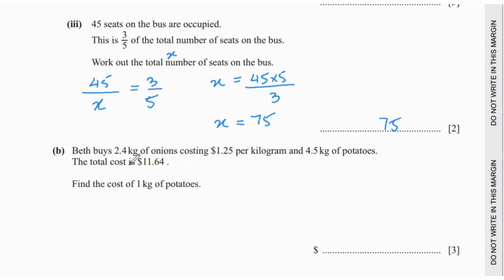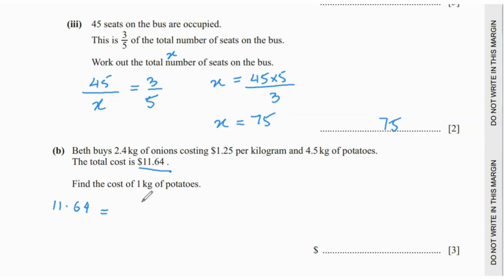Then it says Beth buys 2.4 kgs of onions costing $1.25 per kilogram and 4.5 kilograms of potatoes. The total cost is $11.64. Find the cost of 1 kg of potatoes. So what we're going to do over here, we know that 11.64 is the total cost. So 11.64 equals, Beth buys 2.4 kgs of onions, which cost 1.25.